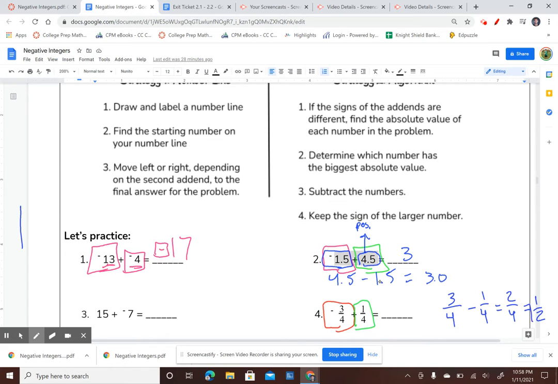And now here comes the big question. Is this going to be positive or negative? So I can determine that by looking at my two numbers, 3/4 and 1/4. Which one's bigger in terms of absolute value? Well, 3/4, right? And since 3/4 is negative, then my final answer is also going to be negative. So it's going to be negative 1/2.